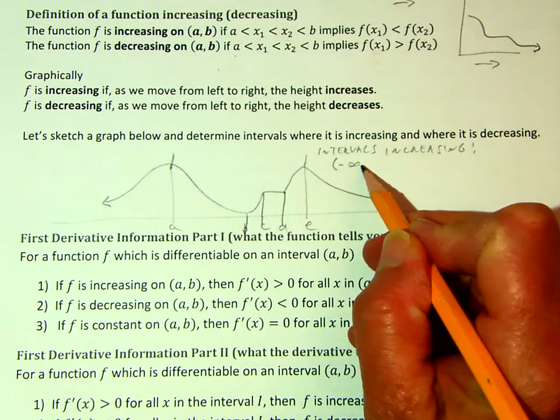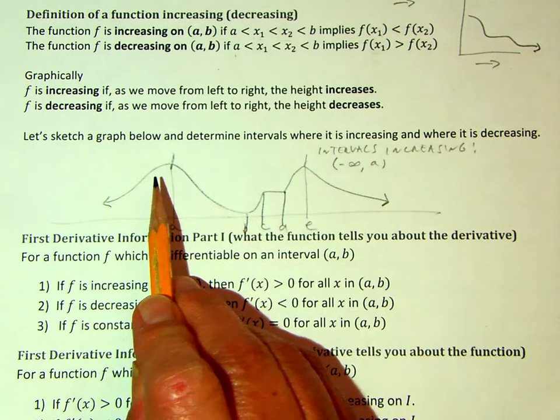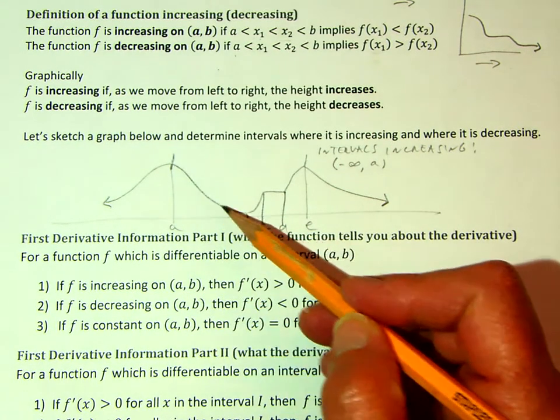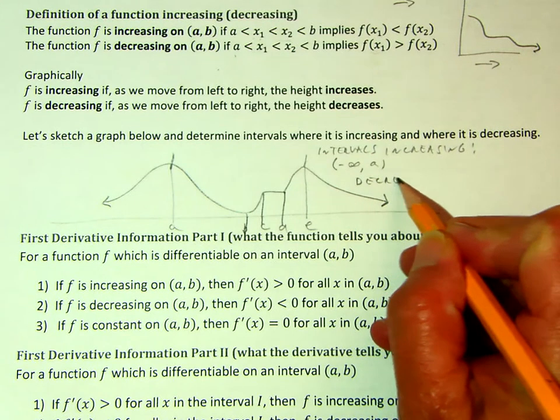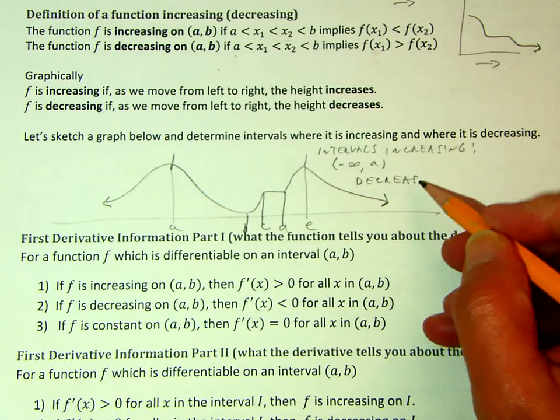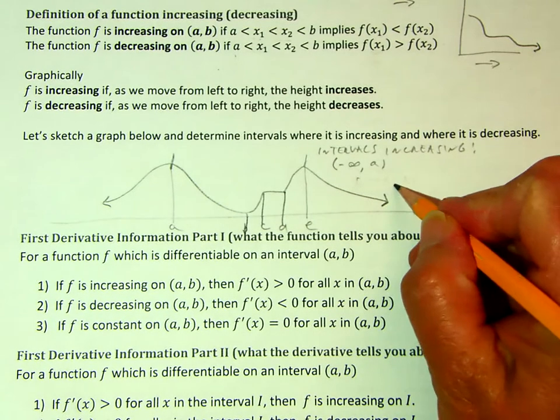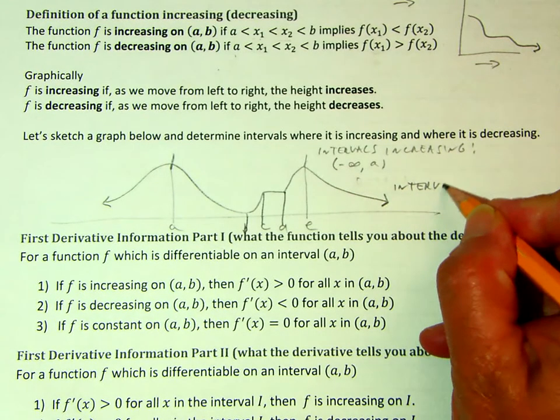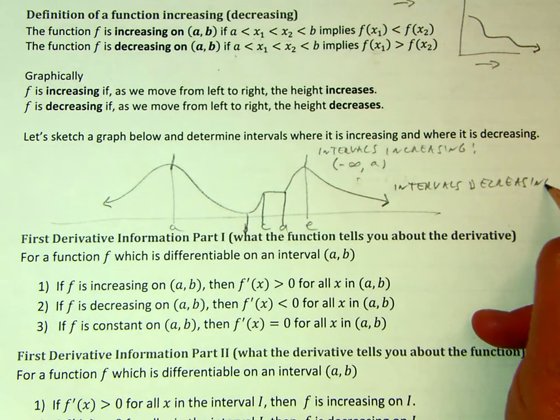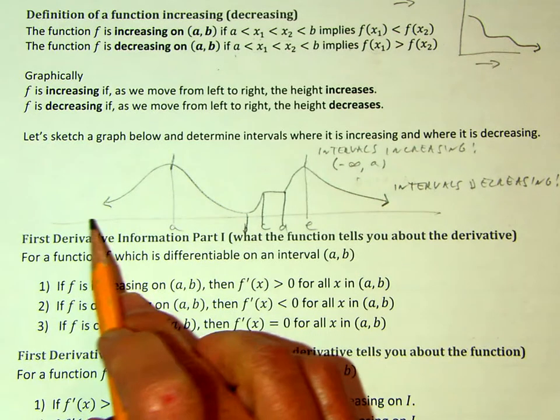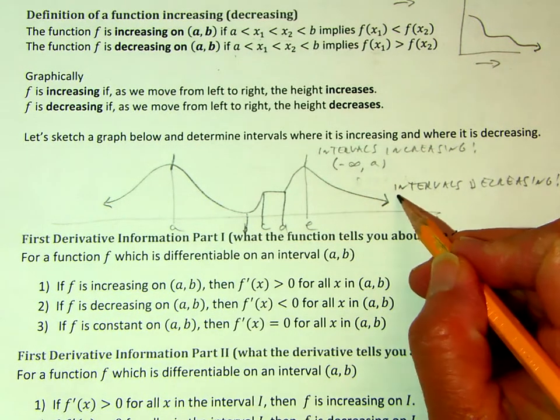From negative infinity to a, so negative infinity all the way to here, we're increasing, and then we're decreasing, and so I might as well just write everything as we go through it. Intervals decreasing, we'll put underneath. So from negative infinity to a, we're increasing. From a to b, we're decreasing.